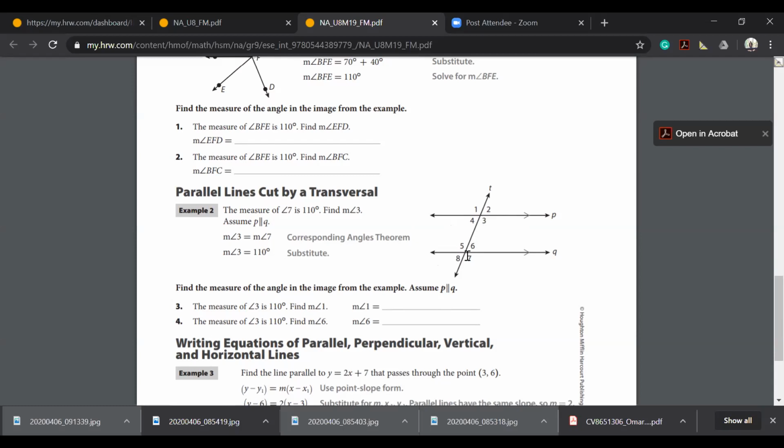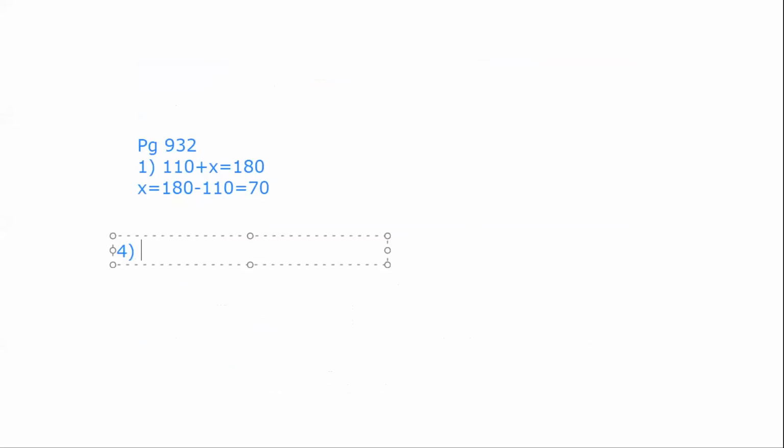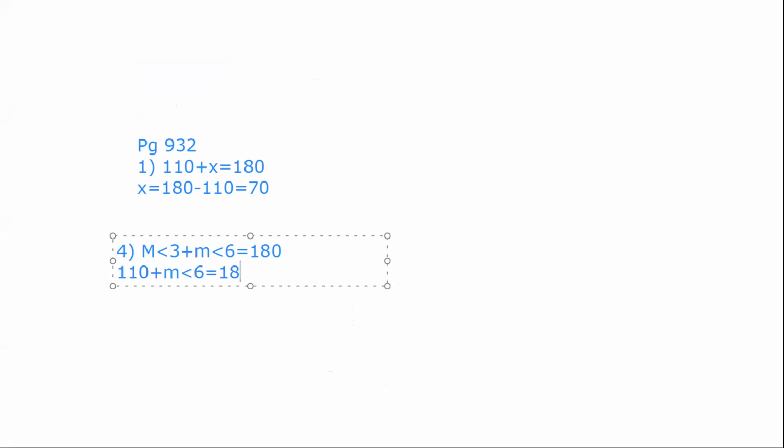When I add them they should be 180. So we are going to write here that measure angle 3 plus measure angle 6 is equal to 180, right? Since angle 3 is 110, 110 plus the unknown, which is measure angle 6, is equal to 180. So what should I do? I will shift the 110 to find measure angle 6. So measure angle 6 will be 180 minus 110 equals 70 degrees. Okay? Going back to our book.